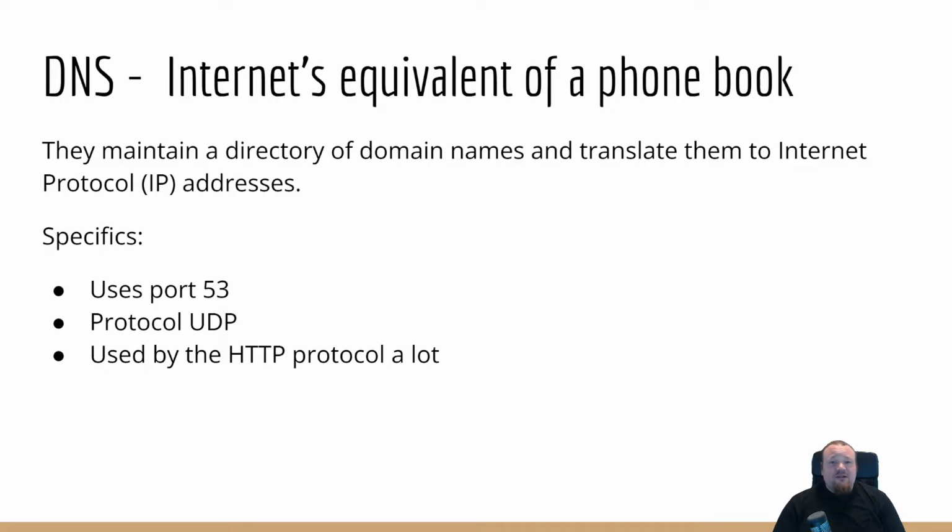Think about it this way. Imagine that you live on a street called Riverdale 123, and I say, I understand that, but I need the unique number identification of that address. Then you look it up and you get some weird number. That's the number I'm talking about. It's called the IP address. Of course, DNS uses port 53. It's a UDP protocol, and it is used a lot whenever you look up the IP address of a particular website.